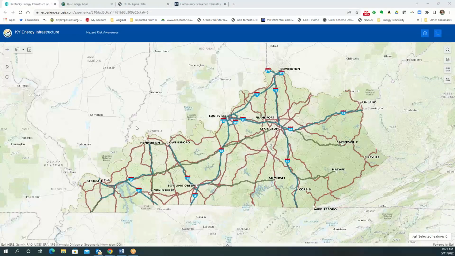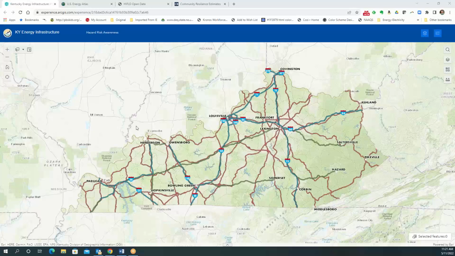Welcome to the Kentucky Office of Energy Policy's Kentucky Energy Infrastructure Hazard Risk Awareness Mapping application. I'm Kenya Stump, Executive Director of the Kentucky Office of Energy Policy.